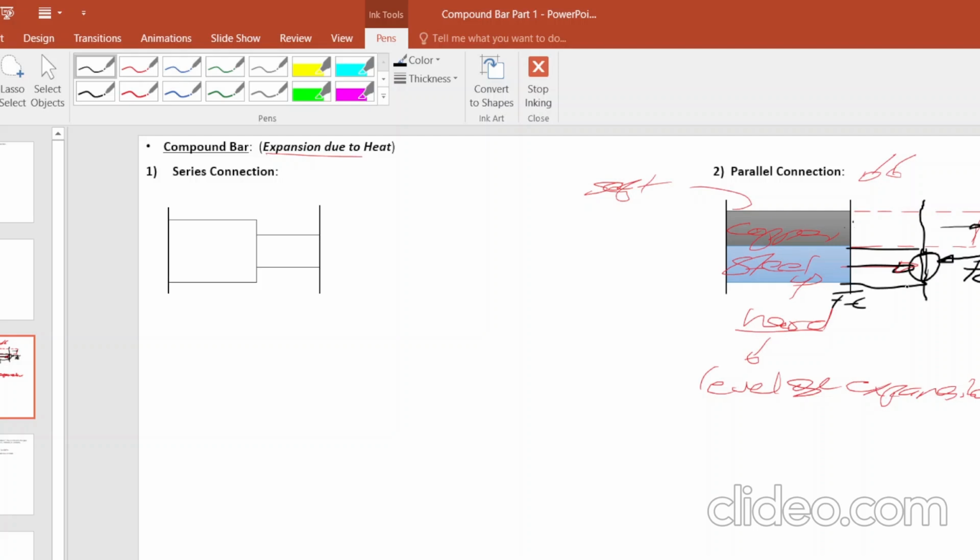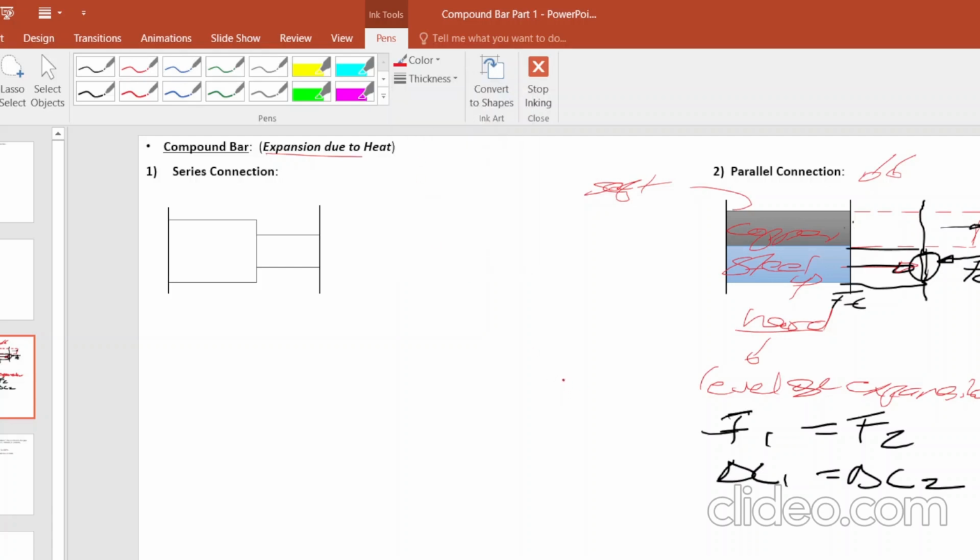That's the force that we need to calculate in calculating the stress that takes place in this combination of the two. Now in this case, under the expansion due to heat, you'd realize that F1 equals F2. Then we know that the change in length 1 equals the change in length 2. They must expand to the same level because they are combined, they are joined together.